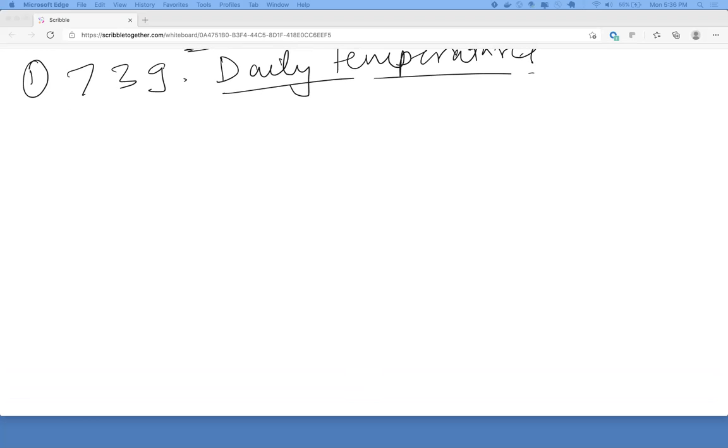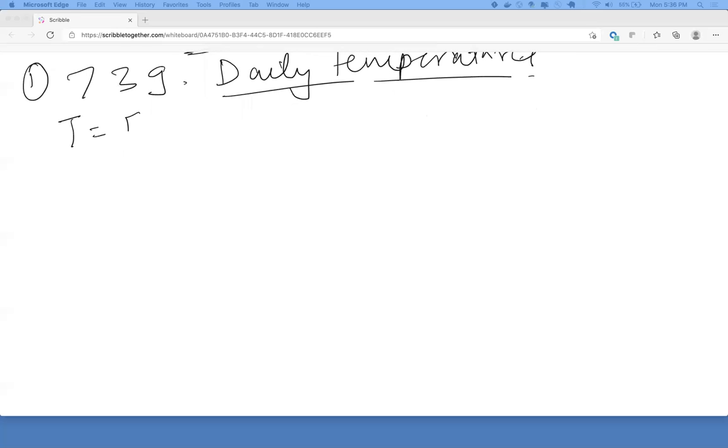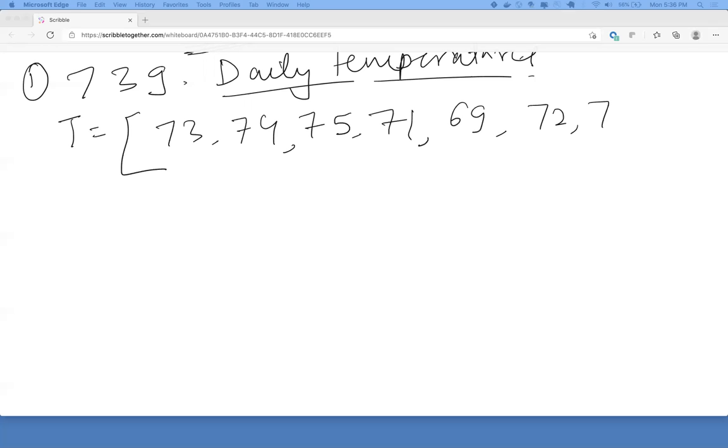So basically the question says you're given a list of temperatures. Let's say T equal to 73, 74, 75, 71, 69, 72, 76, 73.